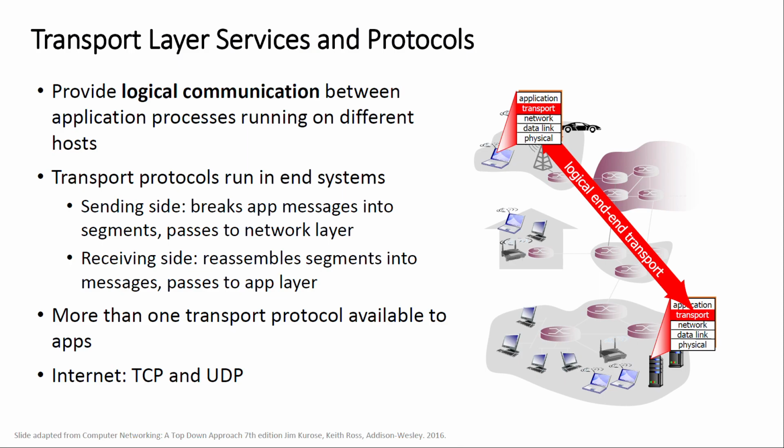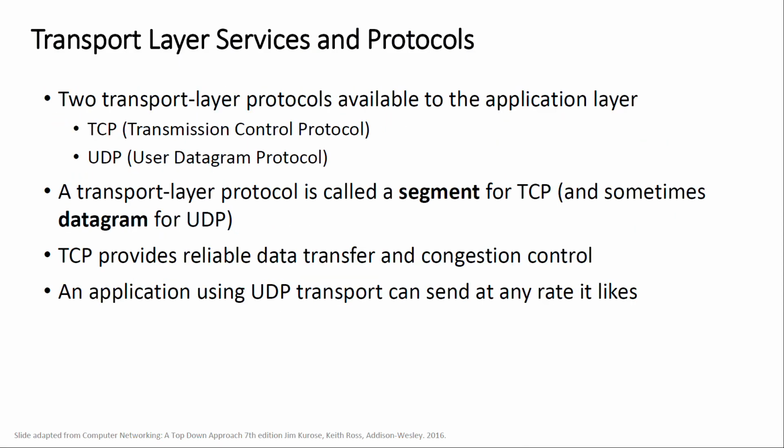So let's start. This is a recall actually. Again, as I told you, we already talked a lot about TCP and UDP. Transport layer services and protocols provide logical communication between application processes running on different hosts, as you have seen in the picture. Transport protocols run in end systems. The sending side breaks app messages into segments and passes them to the network layer. The receiving side reassembles segments into messages and passes them to the app layer. More than one transport protocol is available to apps. In the internet we use TCP and UDP, so two transport layer protocols are available to the application layer.